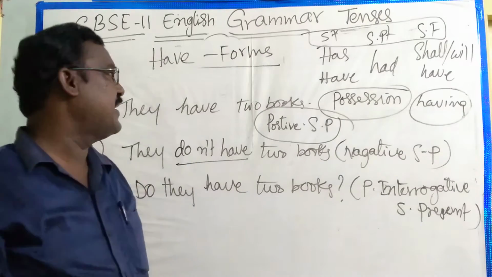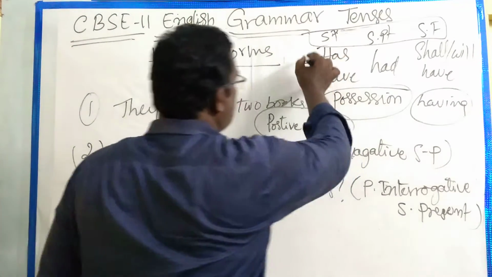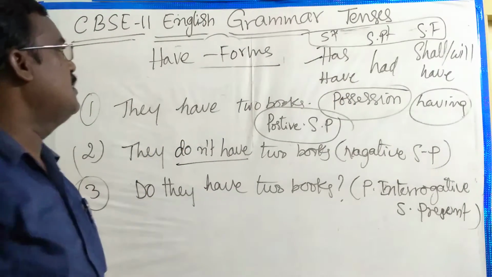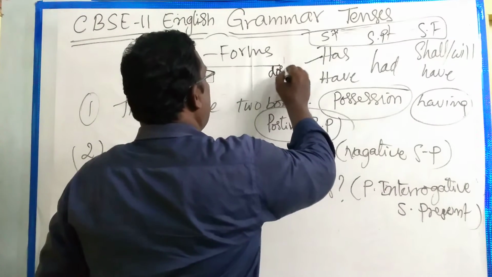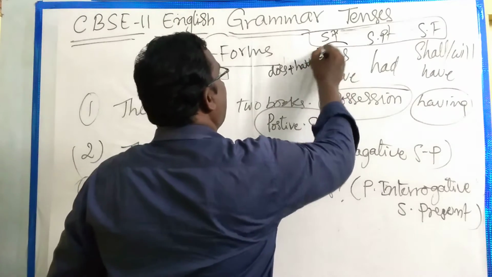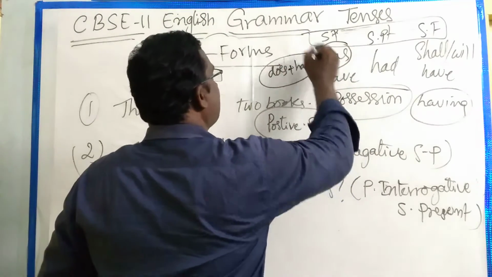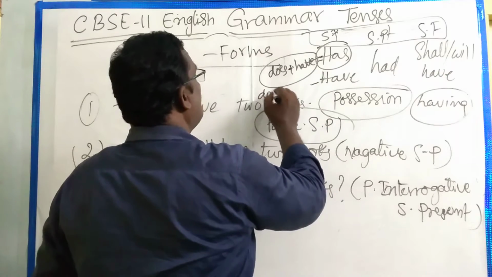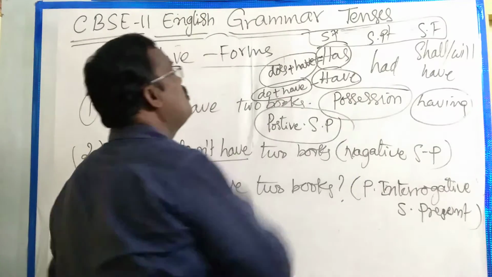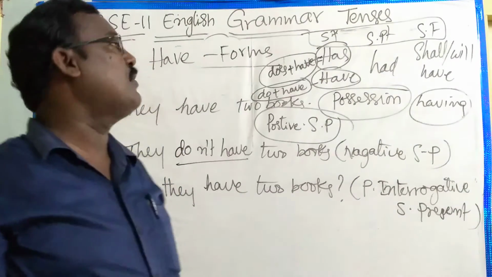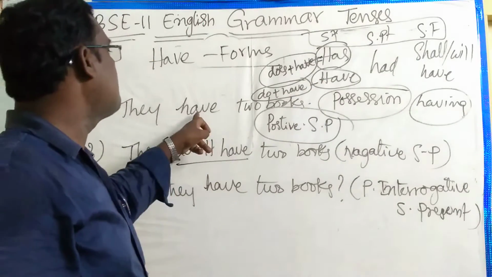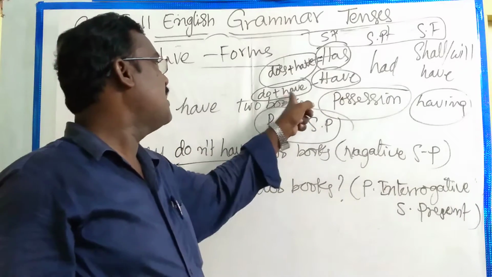Here what we have to understand is that when we are writing sentences with the have forms, we have to divide them: has is equal to does plus have. Has is equal to does plus have. Have is equal to do plus have. This is the rule. We have to divide them into two parts. That means if you want to form the negative sentence with the have forms, we have to divide it: do not have.